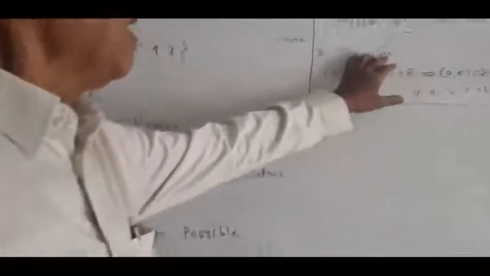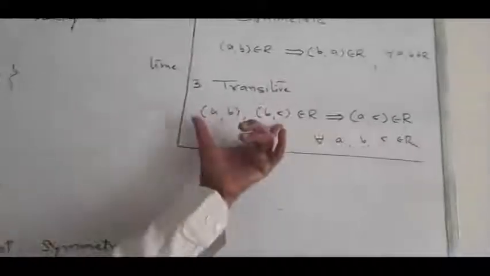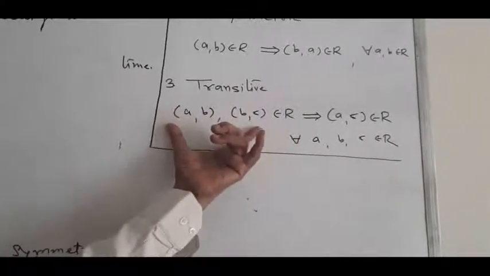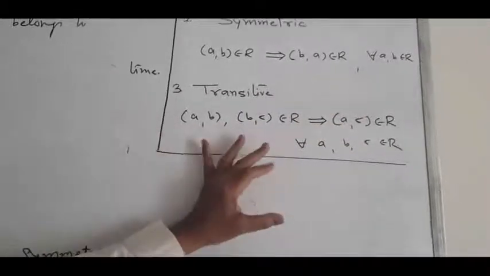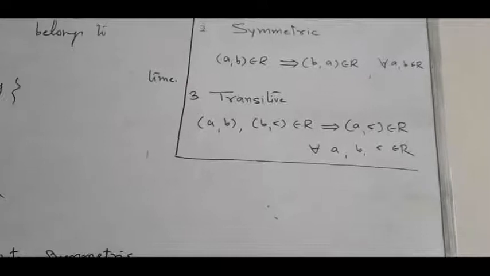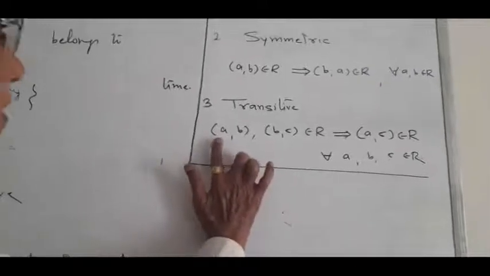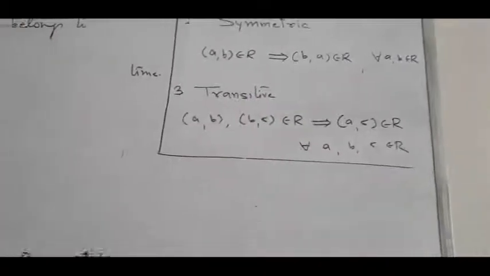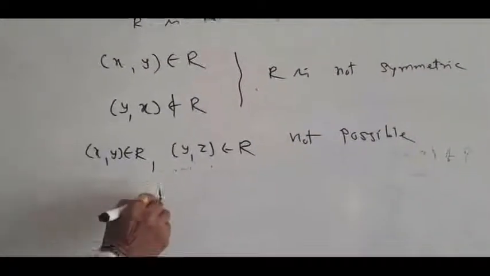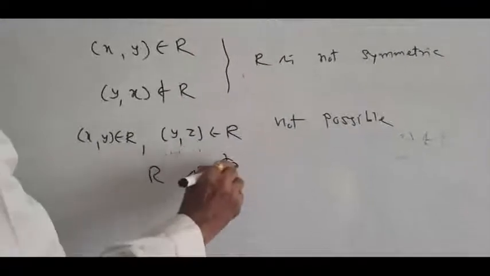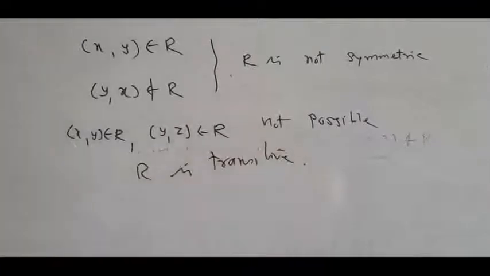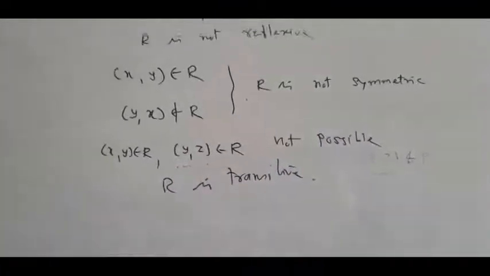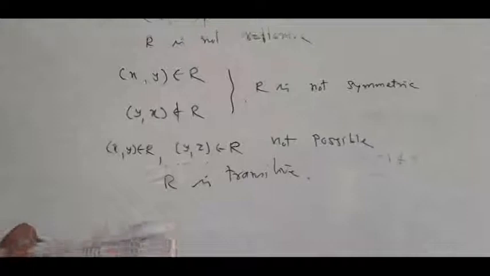When a relation is transitive, if we can get such ordered pairs, and then (a, c) belongs to R for every such two ordered pairs, then the relation is transitive. But if it is not possible to get such ordered pairs, then also the relation is transitive. Here we are not able to get such ordered pairs, therefore R is transitive. This relation is not reflexive, not symmetric, but it is transitive.